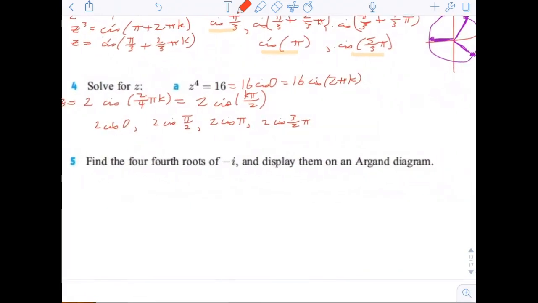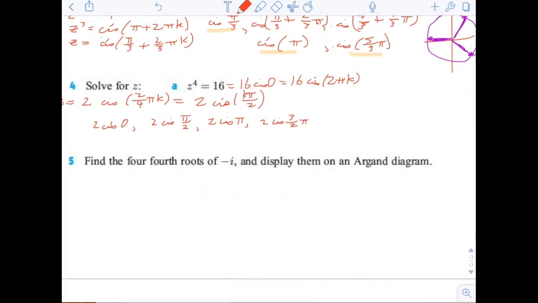And then even though it doesn't ask us to, let's draw this on the Argand diagram just to see if we got the right answer. So there's 0, there's pi over 2, and there's 3/2 pi. So yeah, it worked, didn't it?